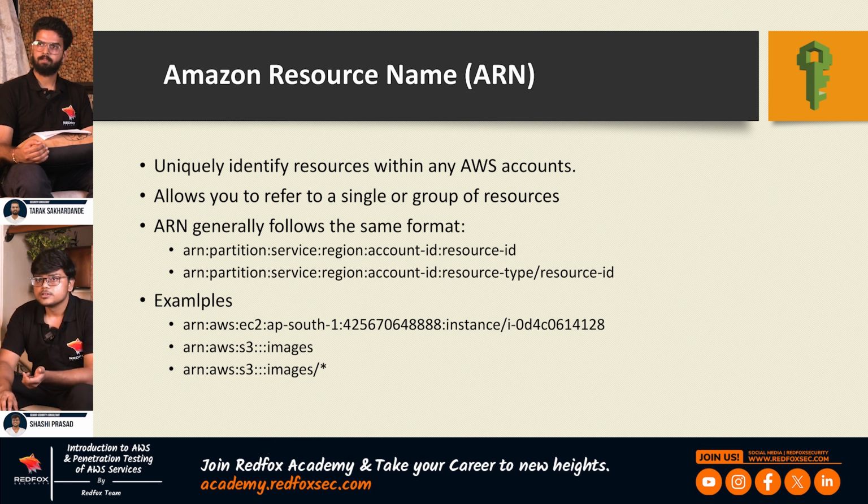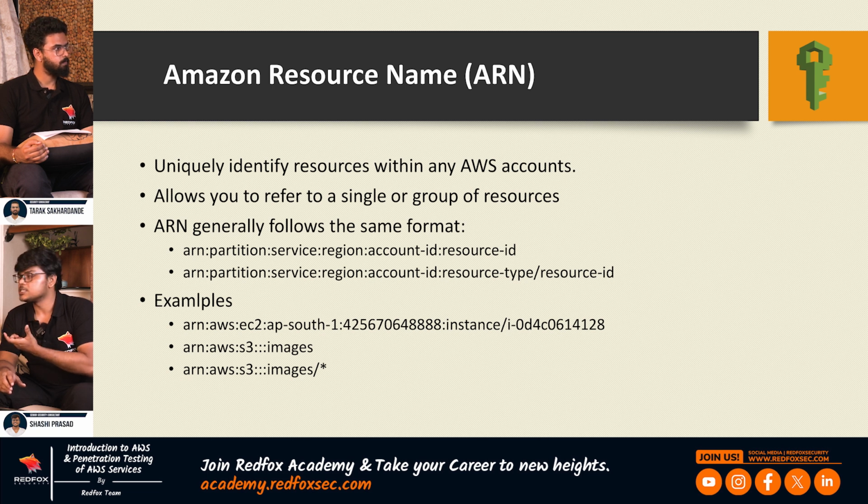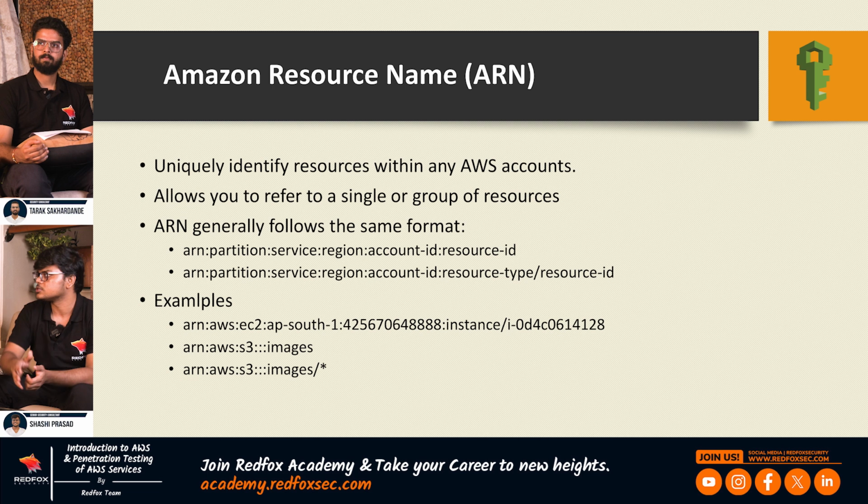So this is how you can uniquely specify a resource using ARN. This is the format that AWS follows. The other format is the below one, in which, if you see in the end, it's resource type / resource ID. And these are a few examples that I have given.